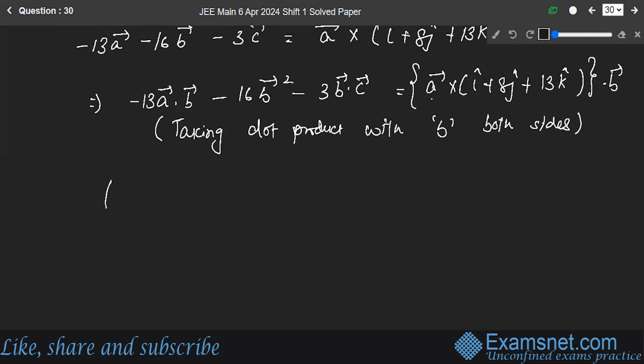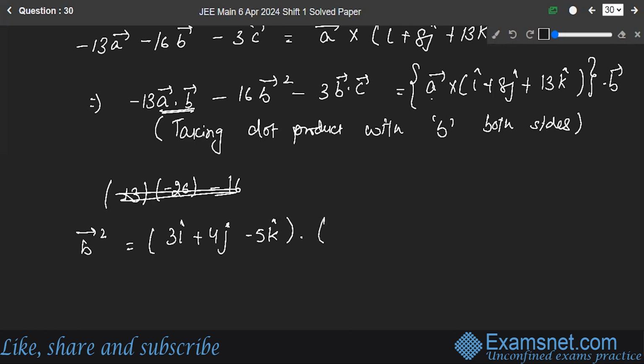From here, you will have this as minus 13 into minus 26. We calculated the dot product of A and B to be minus 26, minus 16. Okay, B square's dot product is to be solved. So let's solve it here. What is it? B square equal to 3i 4j minus 5k dot product with 3i 4j minus 5k. This is 9, 16, and 25. This is equal to 50.